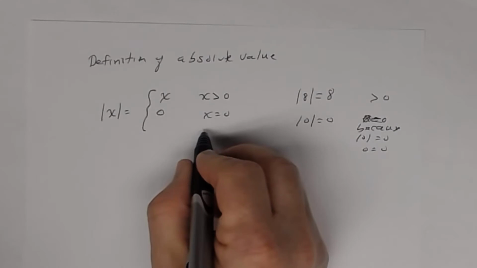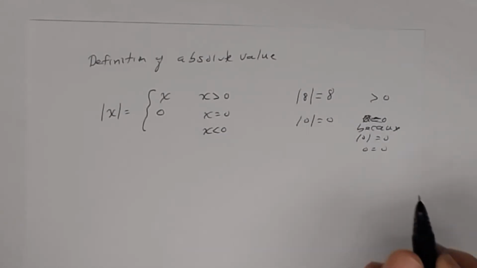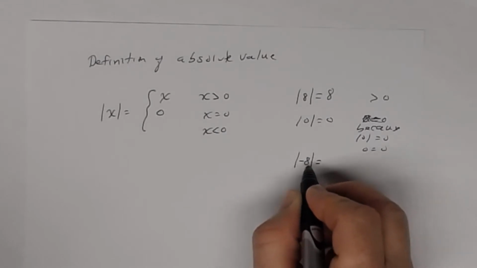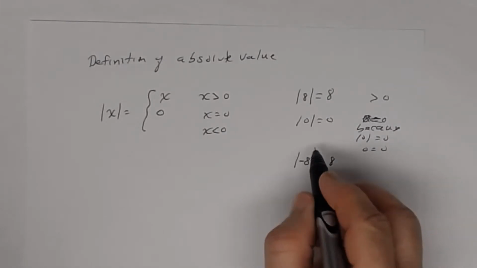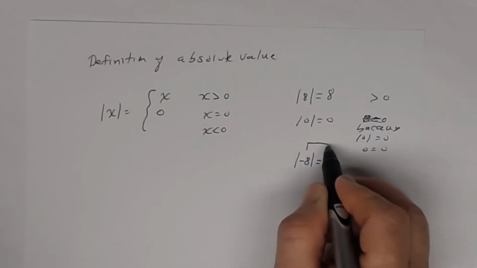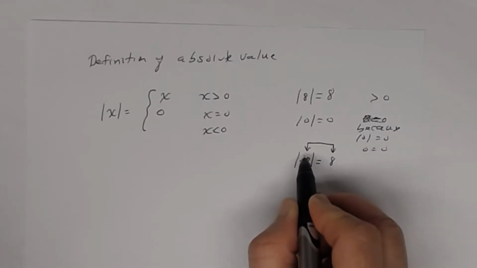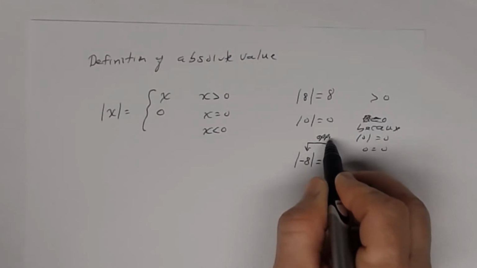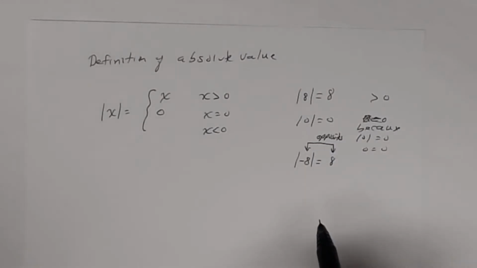And if x is negative, let's see what we did. If x is, let's say, negative 8, then we know that the absolute value of negative 8 is equal to 8. But I want you to look at those two numbers here. What do you notice about negative 8 and positive 8? Those two numbers are opposites, right?